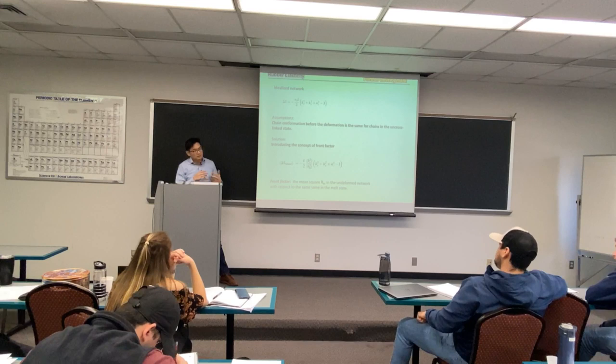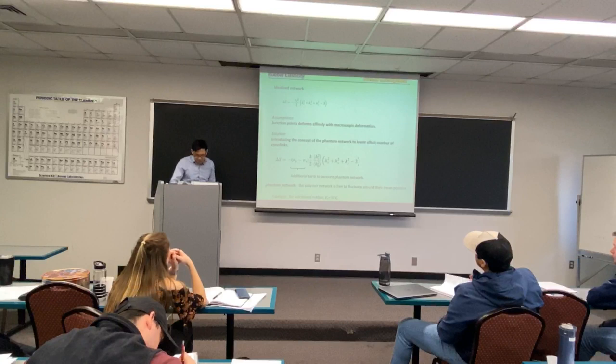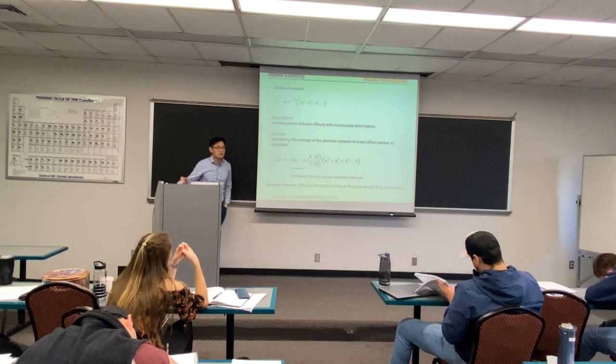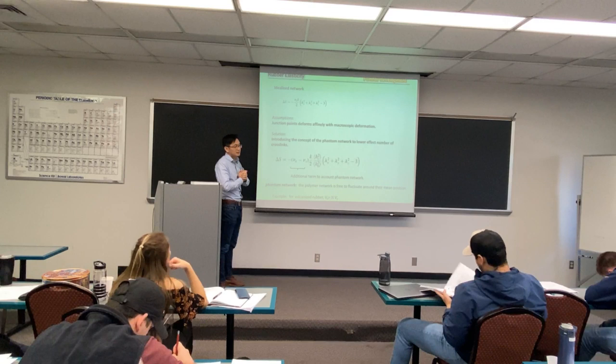There are 2 additional modifications people have considered. 2 more. This one says the junction point deforms affinely with macroscopic deformation. In other words, when we pull the rubber bands, it changes, agrees with macroscopic changes. But is that usually the case?